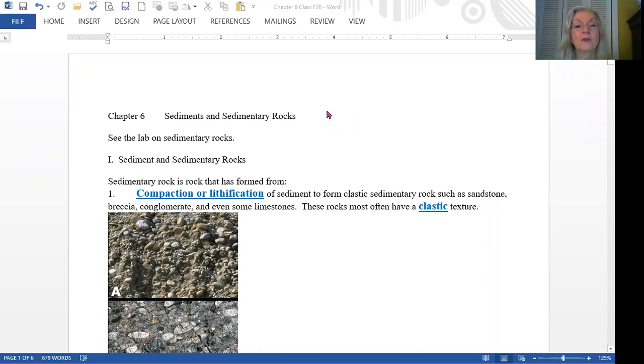So, sedimentary rocks are formed in a variety of different ways. One way is by the compaction or lithification of sediments to form these rocks. The kinds of rocks you find due to compaction or lithification would be sandstone, breccia, conglomerate. Some of the limestones form this way. These rocks have a tendency to have what we call a clastic texture. And what that means is that it's comprised of little tiny bits of material.